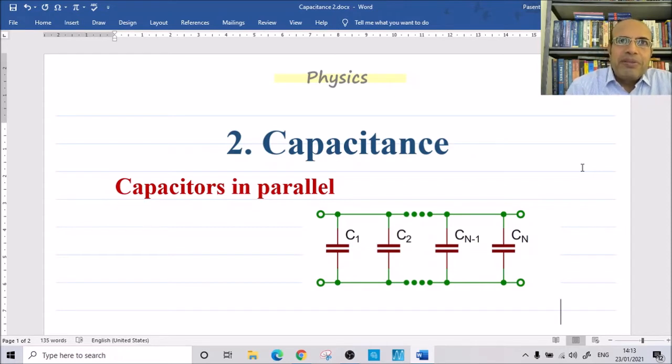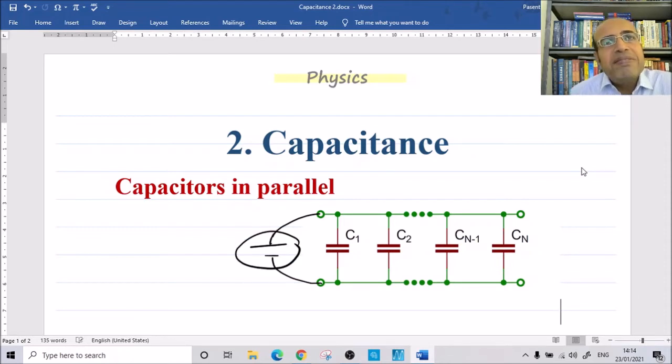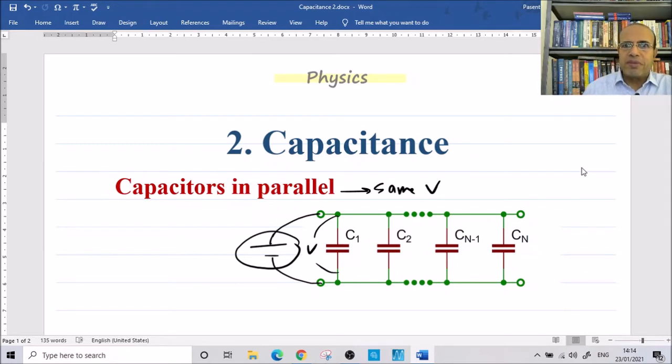Combined capacitance, or equivalent capacitance, or total capacitance of capacitors connected together. First, we talk about capacitors in parallel. If we have capacitors connected in parallel, like the circuit in front of you, when we connect them in parallel with a battery or potential difference, they have the same voltage. So in parallel, they have the same voltage, but different current. So here we talk about charge, so different charges.